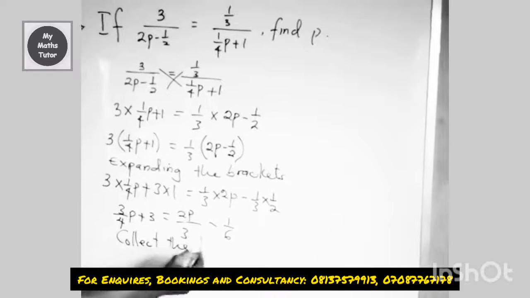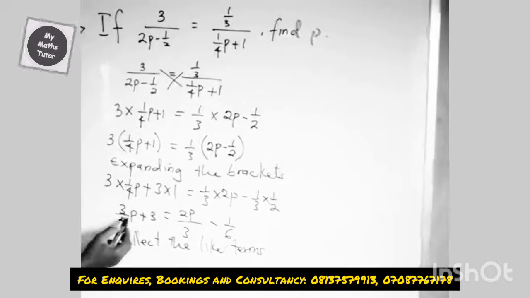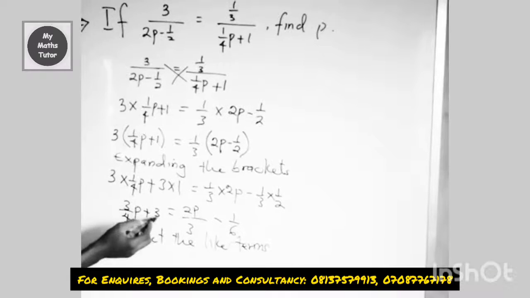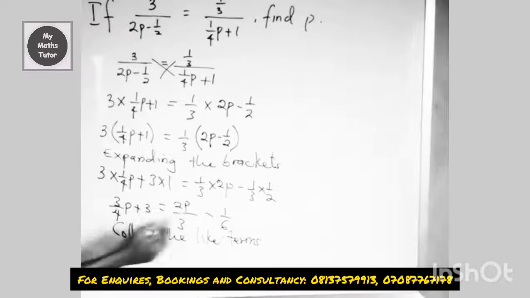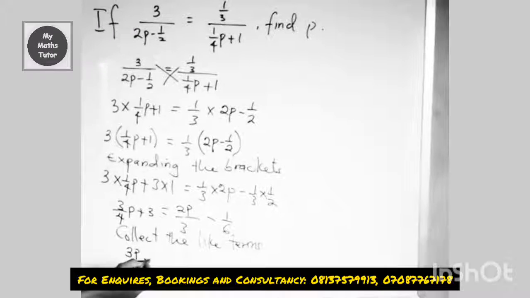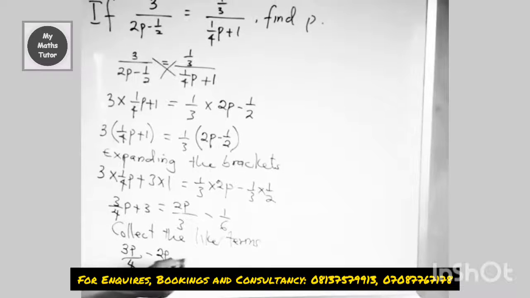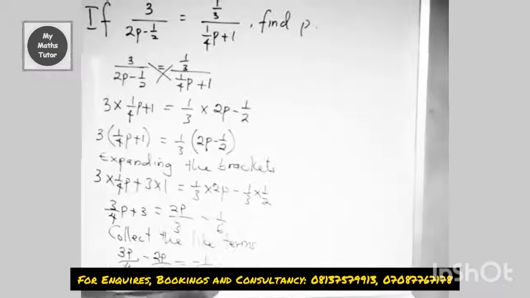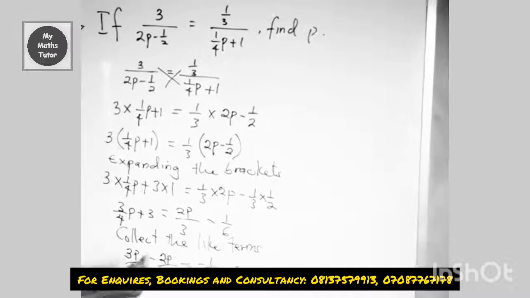Now, what we do now is to collect like terms. Like terms means we collect the algebra with the algebra and the constant with the constant. Are you with me now? As you can see, this 2p over 3 is algebra, so we collect it with 3p over 4. They are both algebra, having the variable p. So 3p over 4. Now we are bringing 2p over 3 to the left hand side. That gives us minus 2p over 3, equal to minus 1 over 6. Then we bring plus 3 to the right hand side. It gives us minus 3.